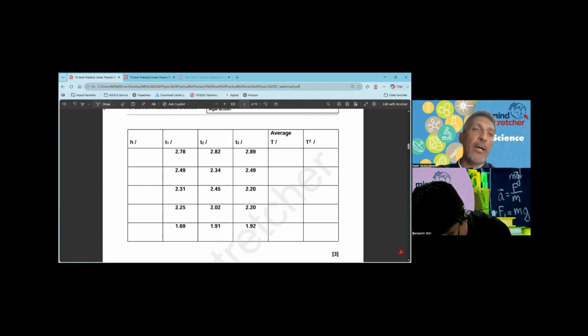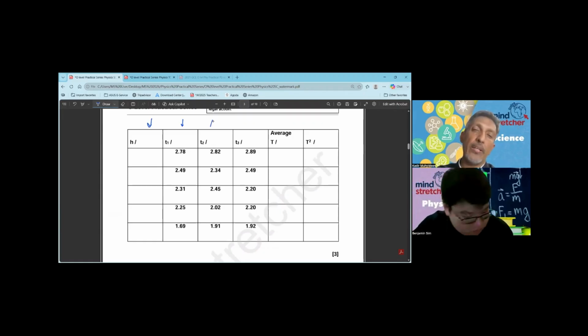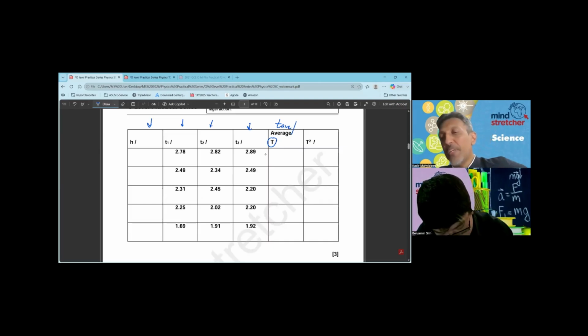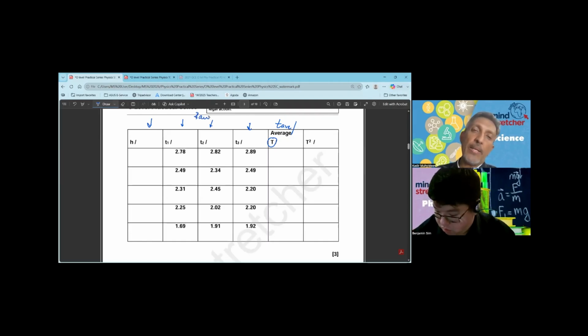Try to fill up the units here, the unit here, the unit here. This is the average, T average. This T is actually your T average. Okay, and then calculate. Can you all do this? From here, we can discuss. This is your raw data. Everyone, can you fill up this table? From here, we can discuss.